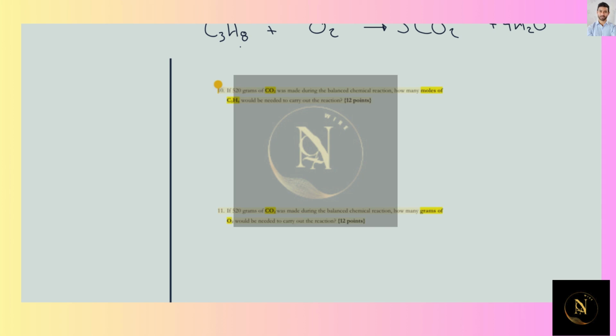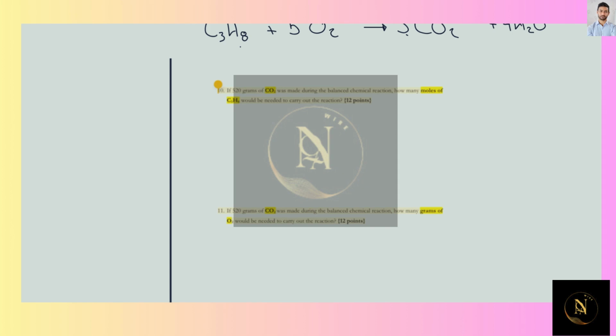And finally, balance the oxygens. We are going to have on the right-hand side a total of 3 times 2, 6, plus 4, 10 oxygen atoms. So we're going to have a factor of 5 in order to balance properly this reaction. So now that we have the balanced equation, we can proceed with our questions.